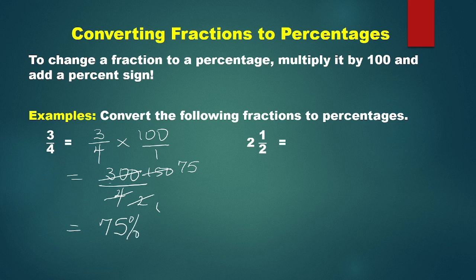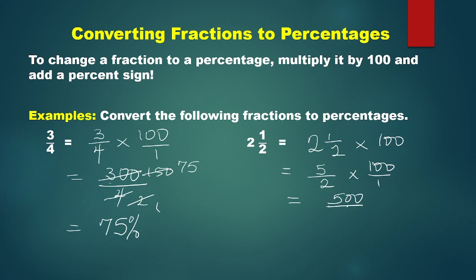2 whole number 1 over 2. So I will simply just do 2 whole number 1 over 2 multiplied by 100. I will change both of them to improper fractions. It becomes 5 over 2 multiplied by 100 over 1. 5 times 100 is 500. And 2 times 1 is 2. All I have to do is to take this to the lowest term. 2 here is 1. 2 here is 250. So my final answer simply becomes 250%. So 2 whole number 1 over 2 is the same thing as 250%.